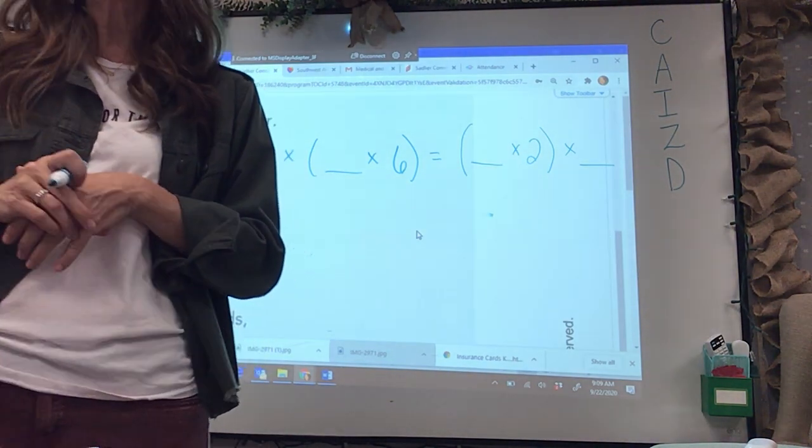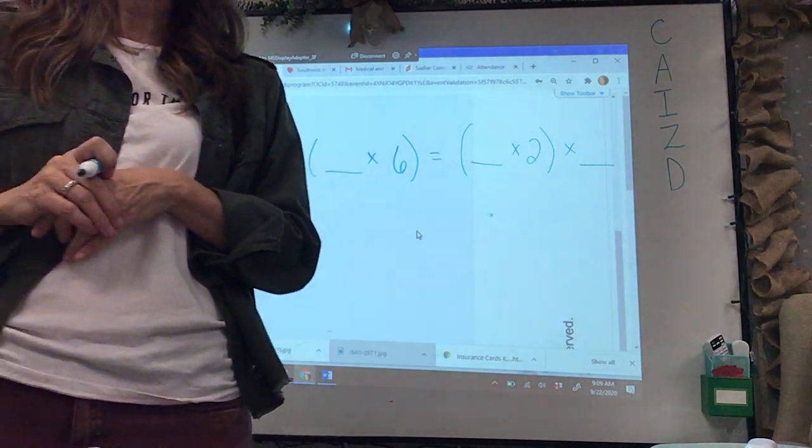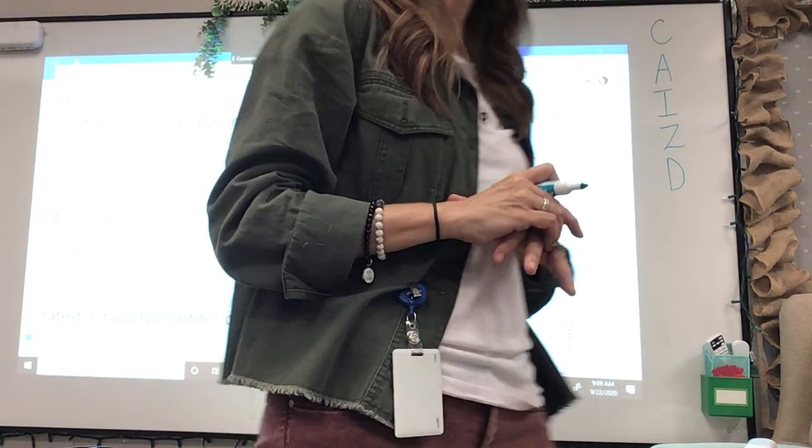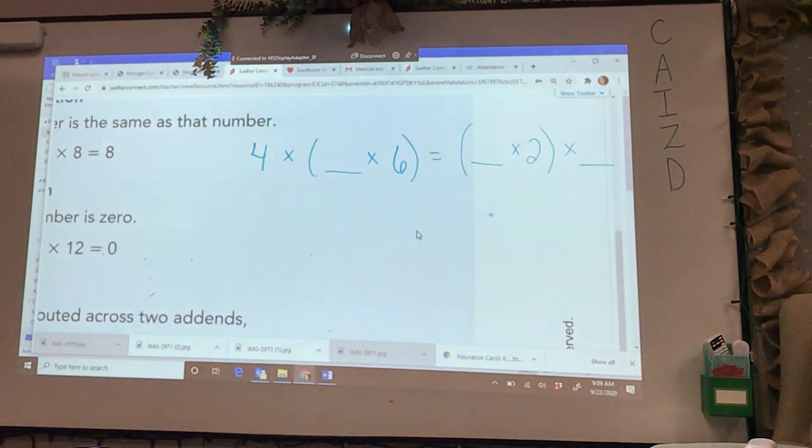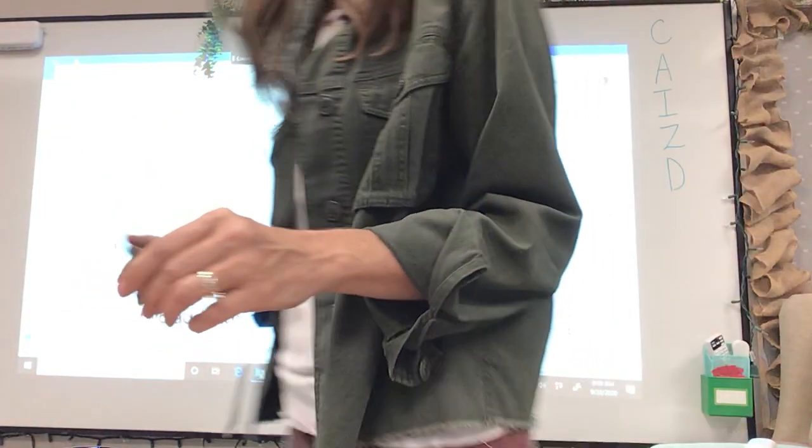So your homework for tonight is 3-1, the homework part, okay? I'm going to put it up here on the board so that you know which page it is. We are looking at page 32. Page 32 is your homework for tomorrow. All right, yes, you can erase that.